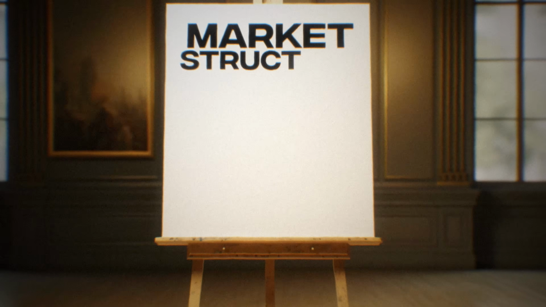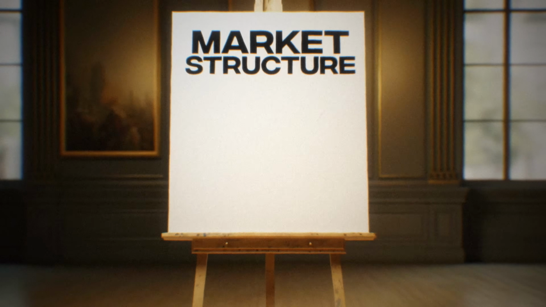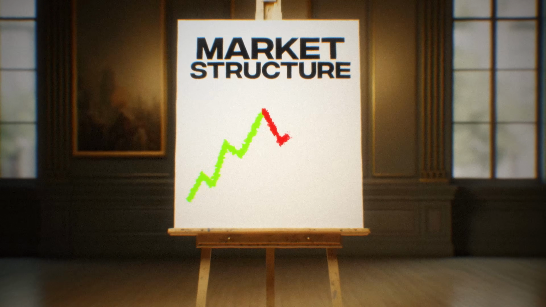Market structure is like a painting. It tells us a story of what the market is currently doing, whether price is going up or down. With that being said, there are two types of market structure: the bullish market structure and the bearish market structure. So let's start off with the bullish market structure.